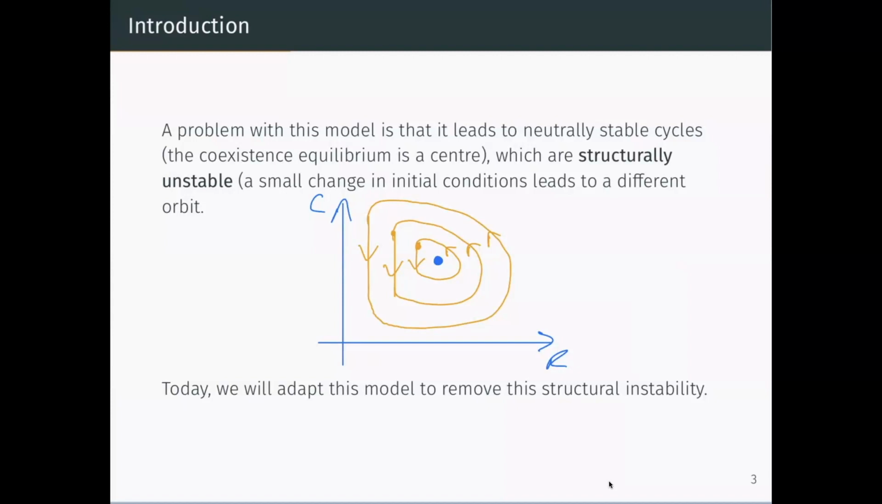In reality, what we would expect to happen is something like this. Suppose we started here. We might start going down, but over time, maybe we go up and down, and we'll be wobbling around. And eventually what will happen over a long enough period of time, we'll hit one of these axes, and then one of the species will go extinct. So these oscillations are structurally unstable, and that means it's not really a very good biological model. So what we want to do is try to adapt this model to make it a bit more realistic.